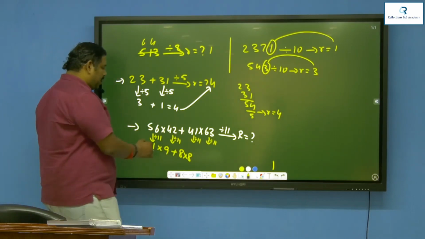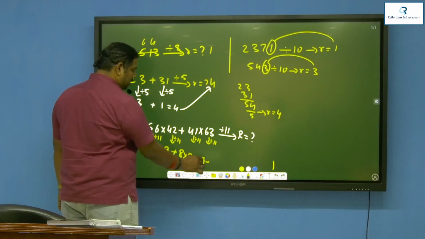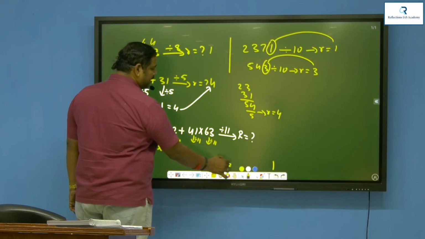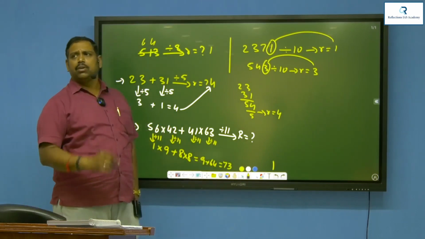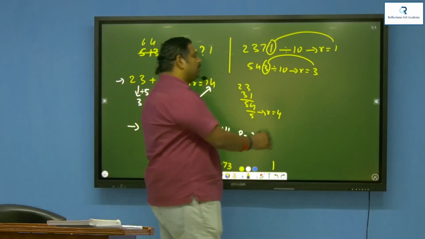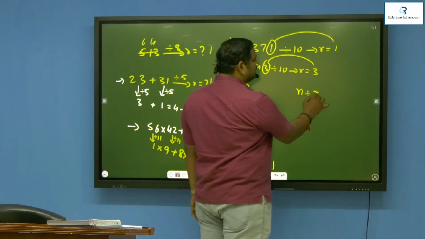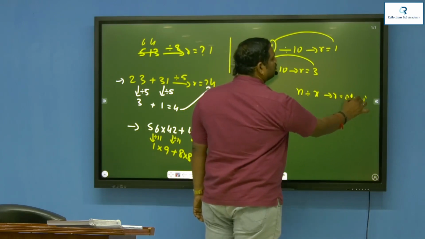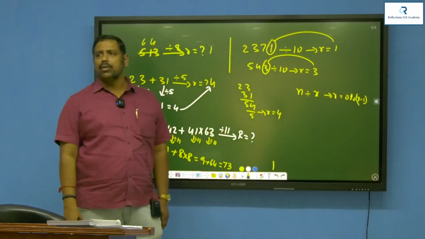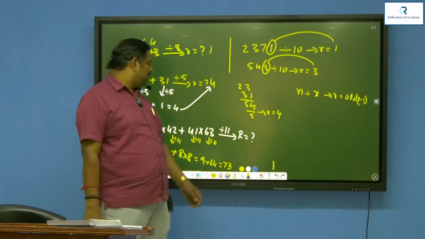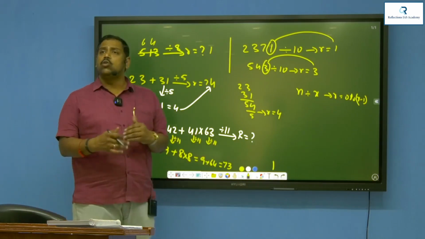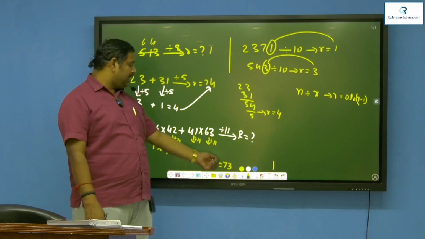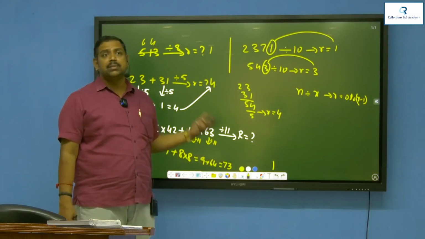Then what happens here? 1 into 9 means 9, plus 8 into 8 means 64. 64 plus 9 means how much? 73. But my question for you is, already I said that when you divide a number with x, the remainders are from 0 to x minus 1. Yes or no? By that concept, I am dividing with 11, so the remainders are from 0 to 10 only. But the remainder that you got is 73, which is more than that.